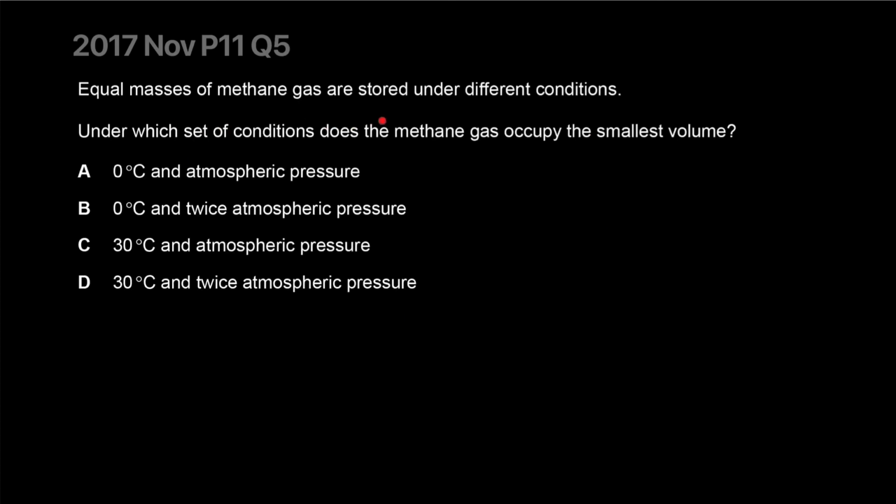Equal masses of methane gas are stored under different conditions. Under which set of conditions does the methane gas occupy the smallest volume? 0 degrees and atmospheric pressure, 0 degrees and twice atmospheric pressure. So cold and high pressure, higher pressure will compress the gas more, right?